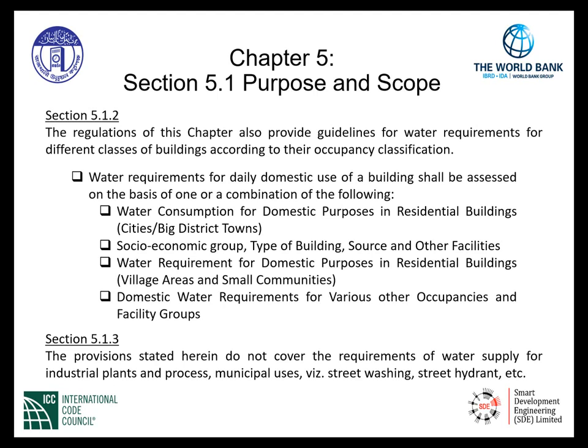Now, section 5.1.3 gives us the requirement: the provisions stated herein do not cover the requirements of water supply for industrial plants and processes, municipal uses, street washing, street hydrant, etc. So again, the water requirements are not covered for those specific operations and functions and buildings as well.